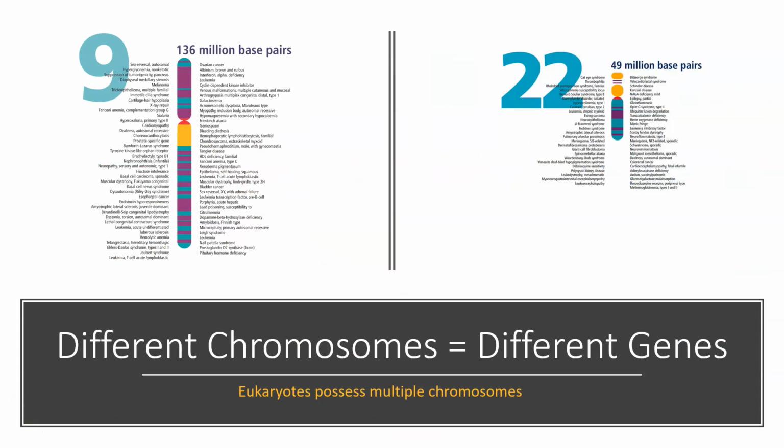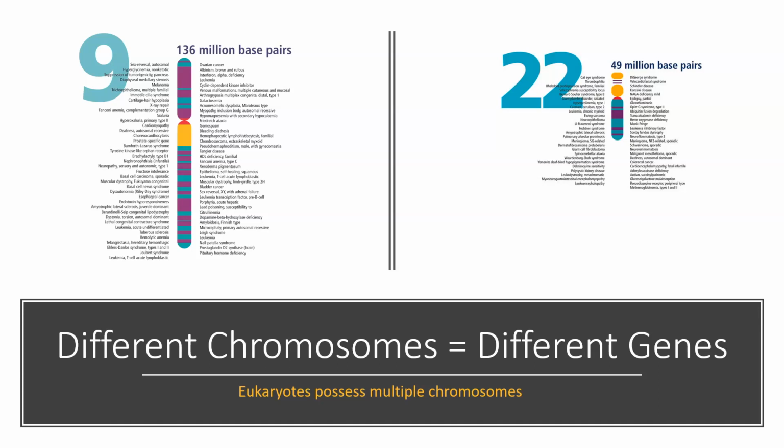So different chromosomes equal different genes. We've identified that. I talked about how different gene locations exist on different chromosomes. I have two examples here: chromosome 9 and chromosome 22. You'll notice that a karyogram goes basically in numerical order, but also in descending order by size. So chromosome 9 is bigger than chromosome 22.